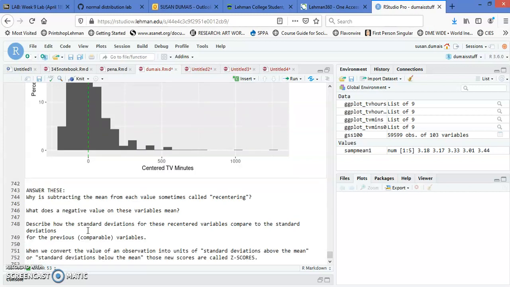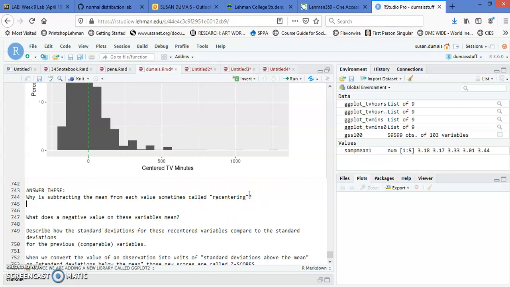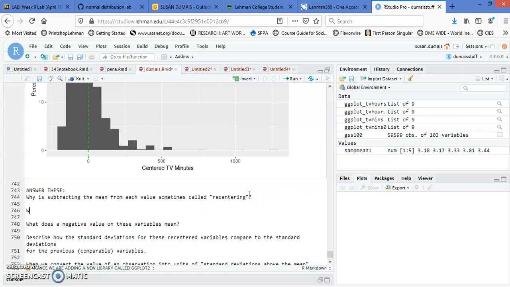Why is subtracting the mean from each value sometimes called recentering? When we subtract the mean, we are centering all of the values of the variable around the mean.